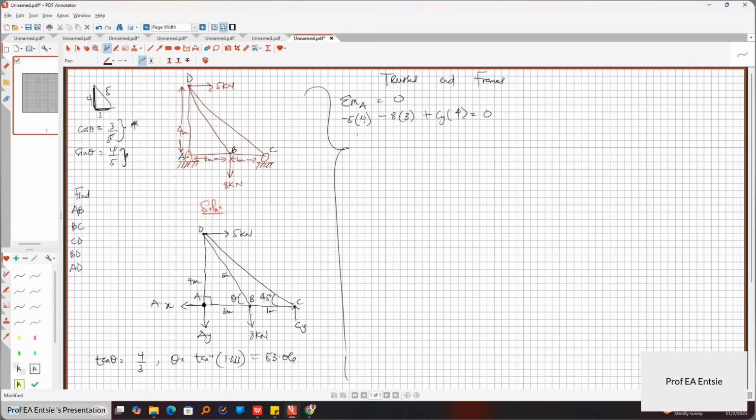So you can find CY from this. So 4 CY is equal to 20 plus 24. CY is 44 over 4, and that's 11 kilonewtons. So I found CY. So I can remove CY here, then put what?